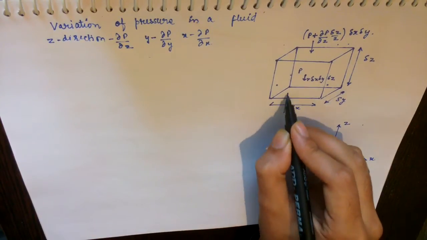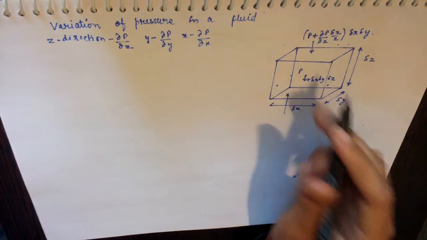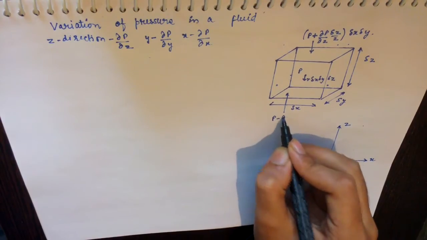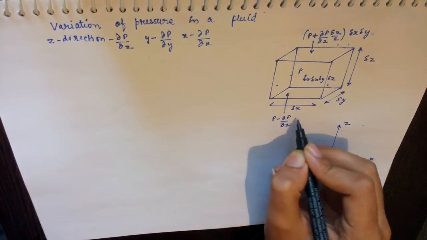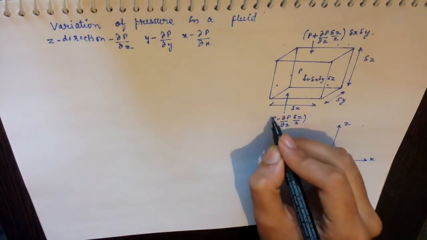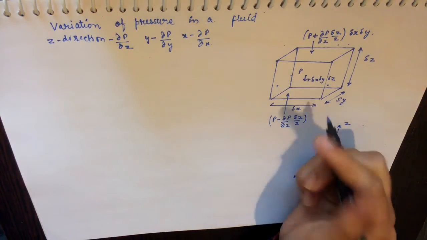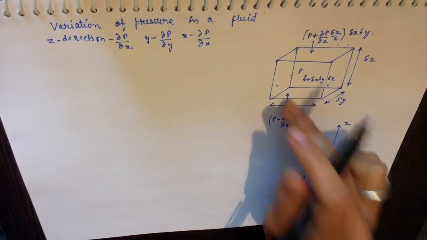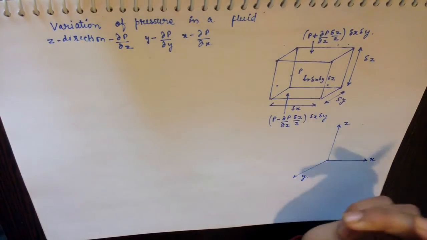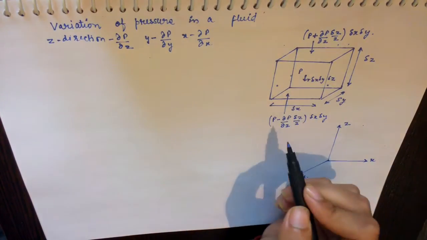Similarly, for the downward surface, the rate of change is negative, so the pressure will be p minus del p by del z into delta z divided by 2. This is the pressure on the downward surface. The force comes to be this pressure times delta x into delta y, acting in the negative direction because we have gone in the negative direction from the center point.